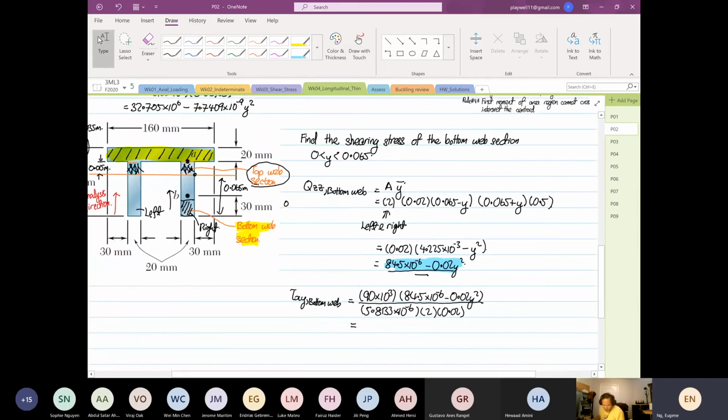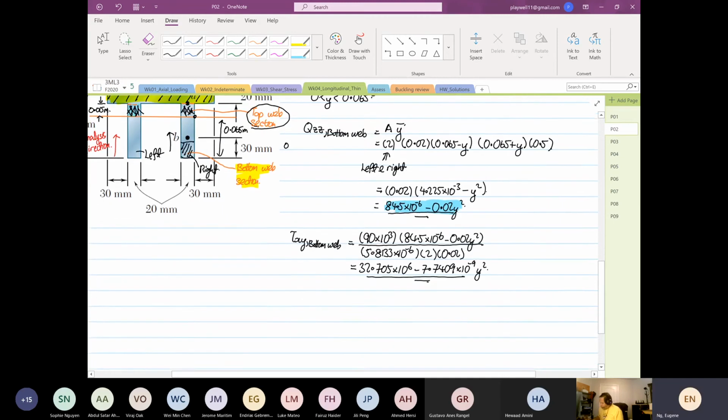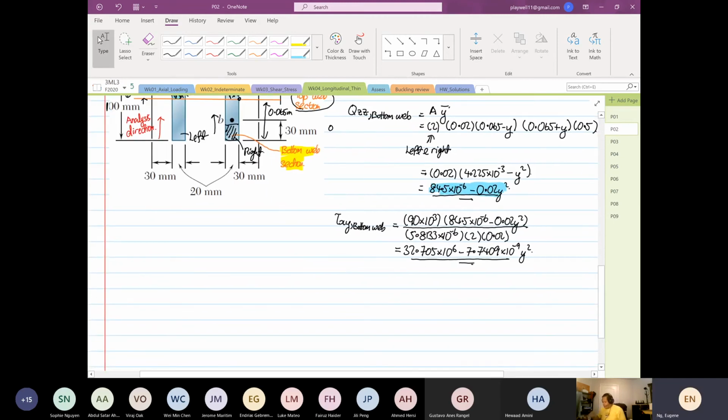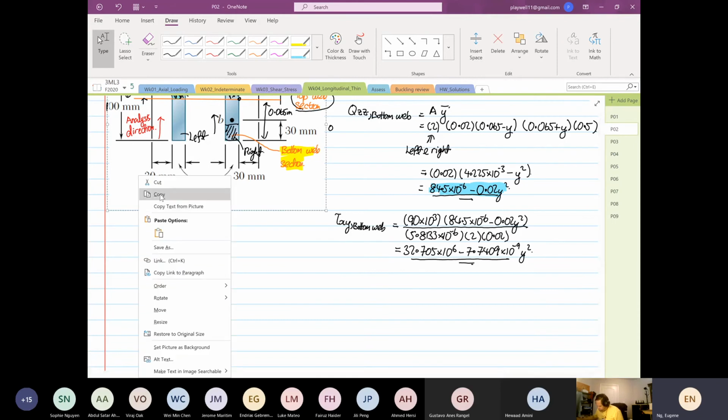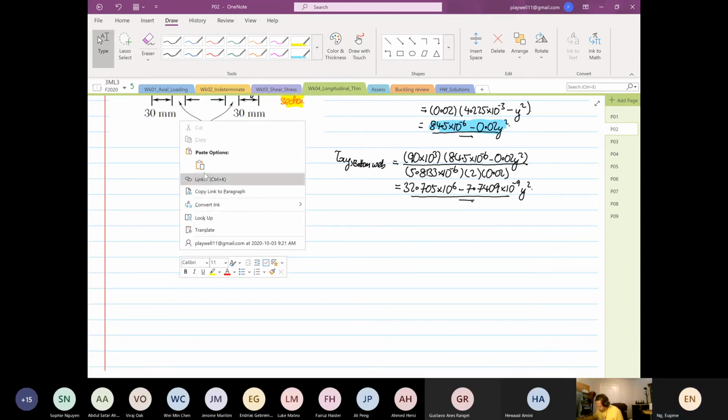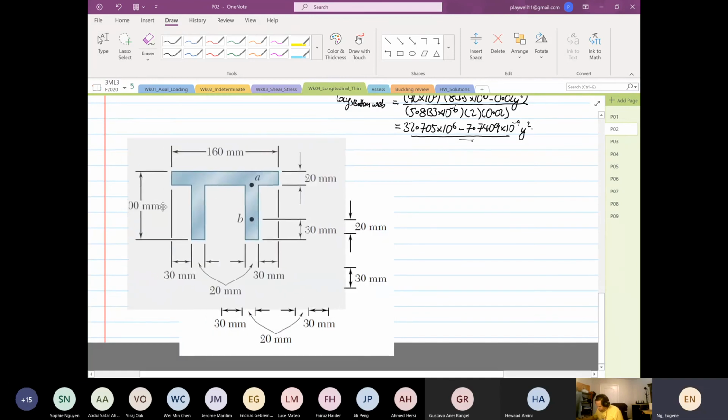So this is also equal to 32.705 times 10 to the power 6 minus 7.7409 times 10 to the power minus 1 y squared. Okay. All right. So from here, we are going to sketch. We're going to sketch how the shear stress is distributed. So we're going to sketch this now.